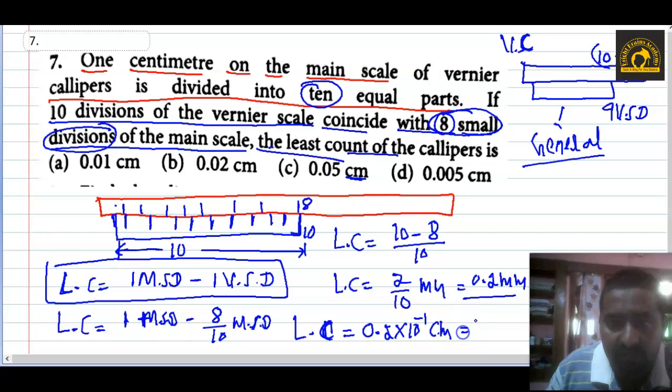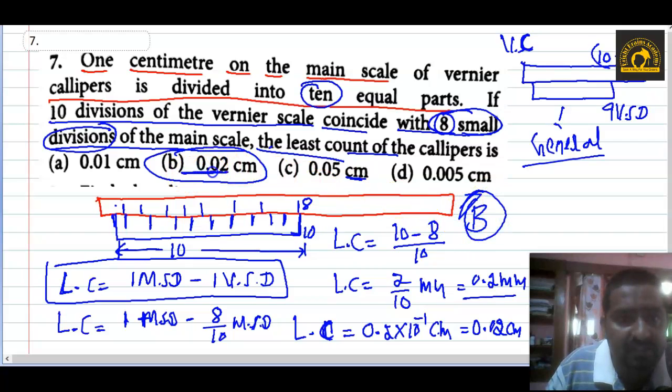So the final answer is 0.02 centimeter. Which option matches this one? 0.02, that is option B, the correct match for this answer.